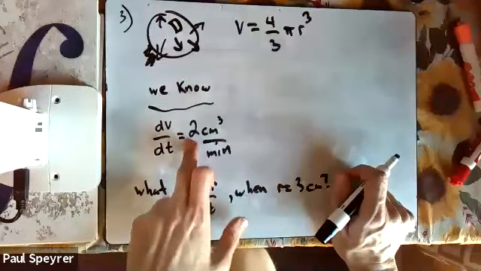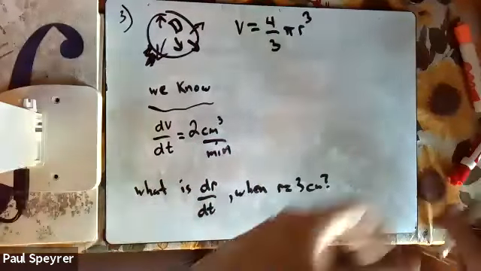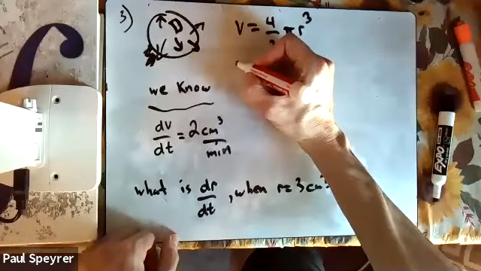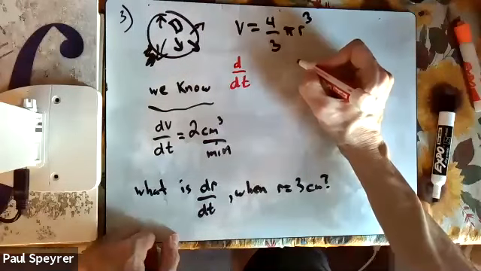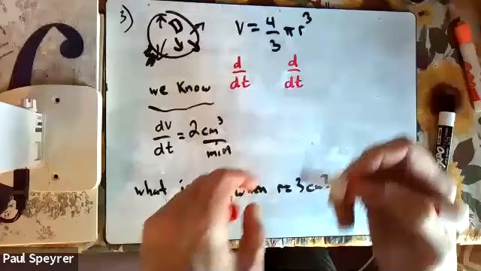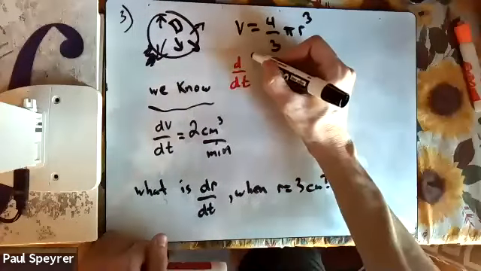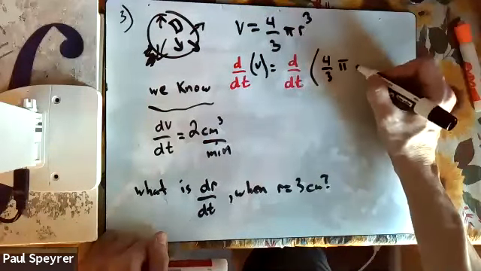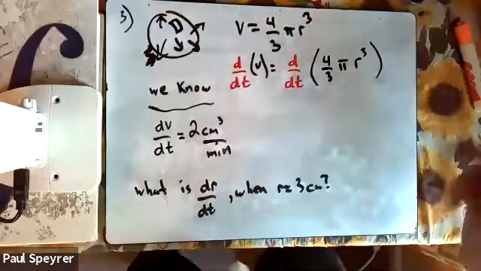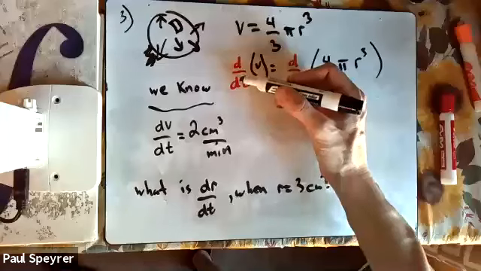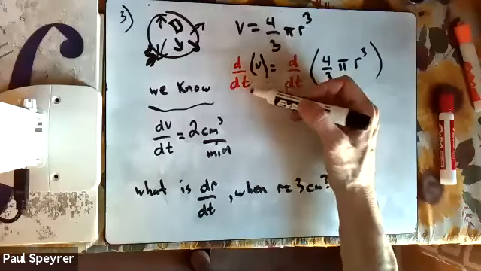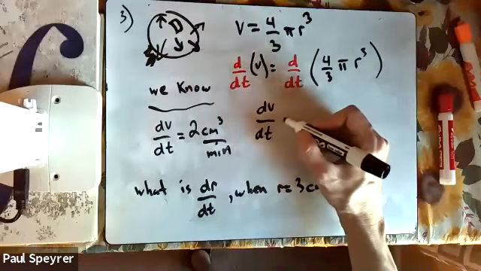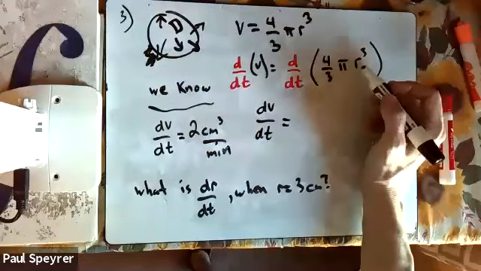Once we identify what we know and what we're trying to find, the next step is what? Take your derivative with respect to time. We're going to do d/dt of both sides right here. All right, so the left side, the derivative of volume with respect to time is just dV/dt.